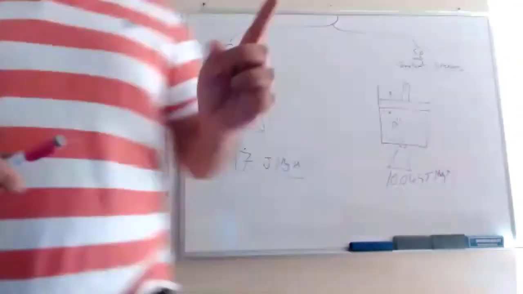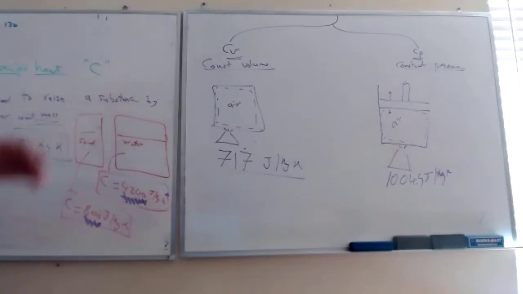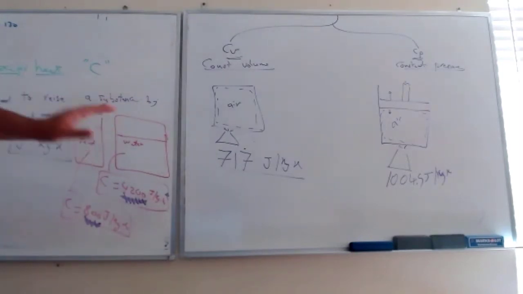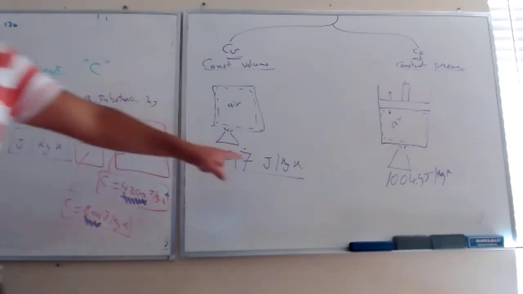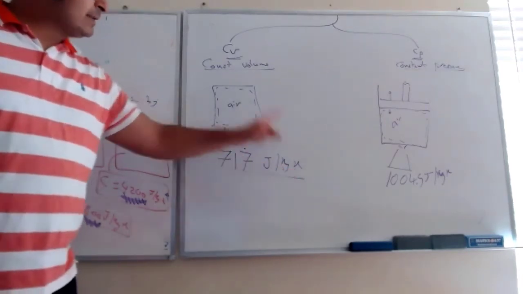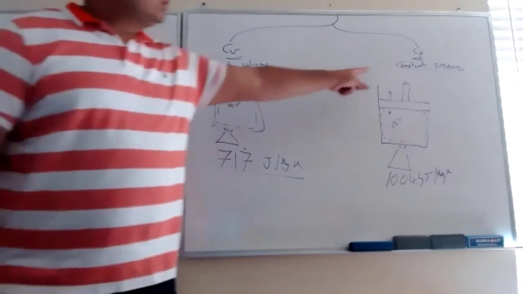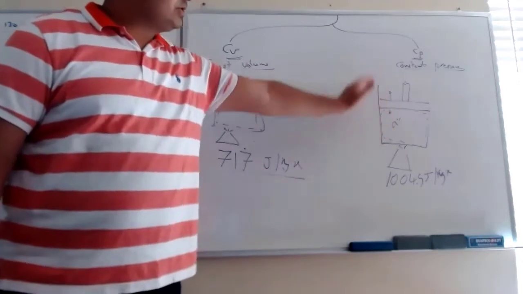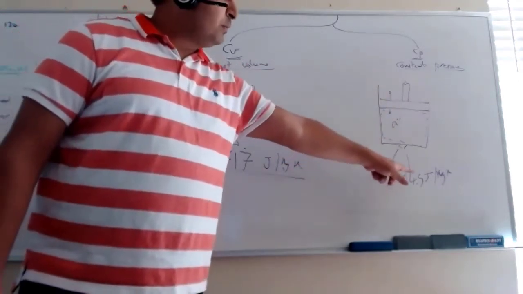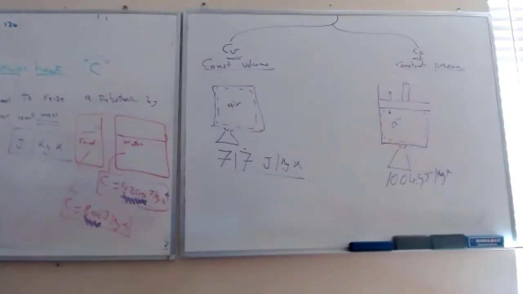You see this number? I remember this number from maybe like your age. 717 joule per kilogram Kelvin: I need for every kilogram of air to raise 1 degree at constant volume, 717 joule. In order to raise the same air, but at constant pressure, 1004.5 joule per kilogram Kelvin. I remember these numbers from when I was almost your age or even younger, high school maybe. This is called specific heat capacity at constant volume, and at constant pressure.